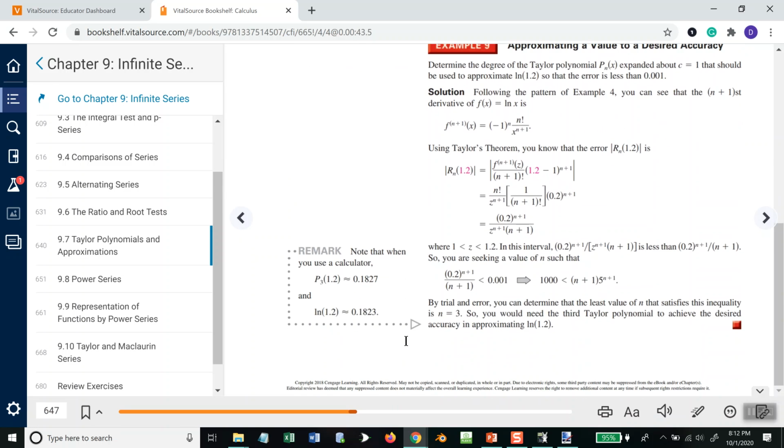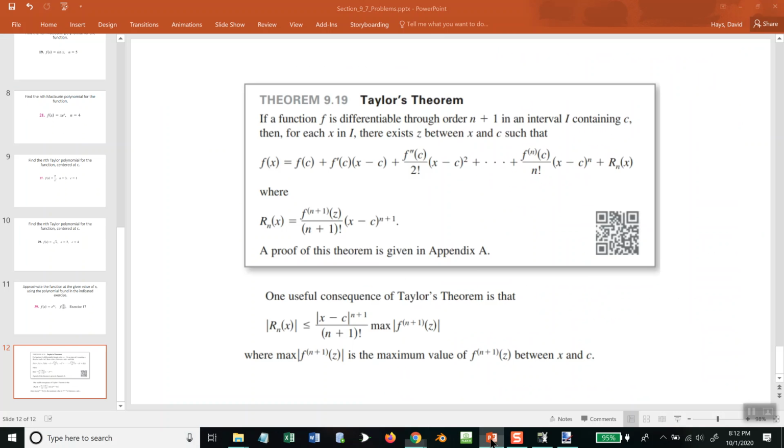Okay. That's the end of 9.7. So let's go ahead and take a 5-minute break, and then we'll go into part of 9.8, if not all.